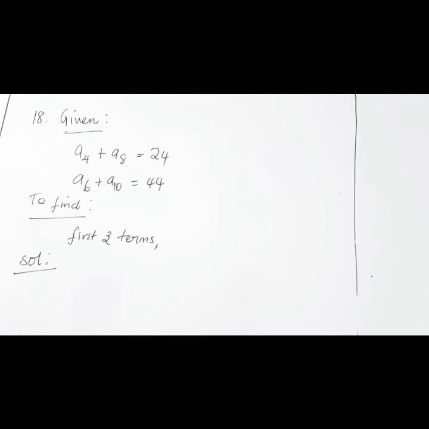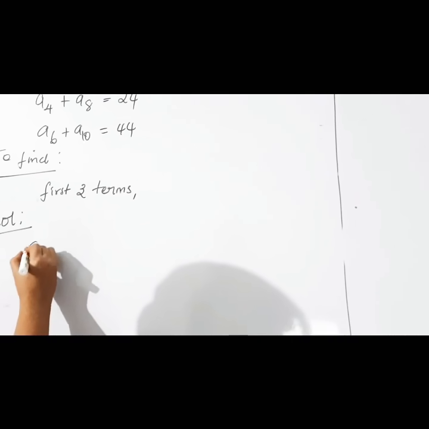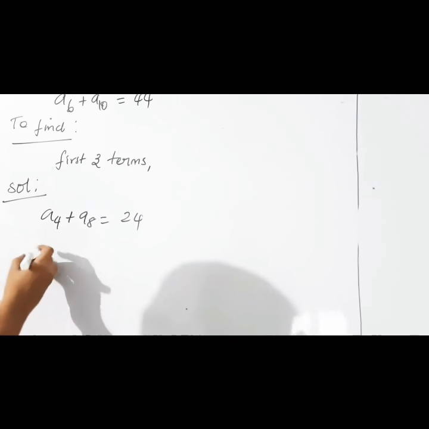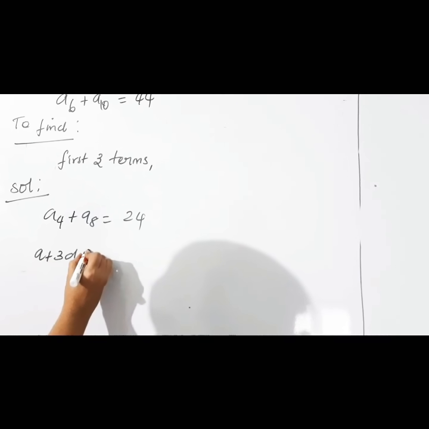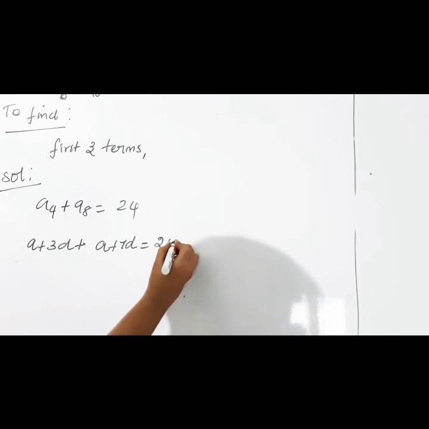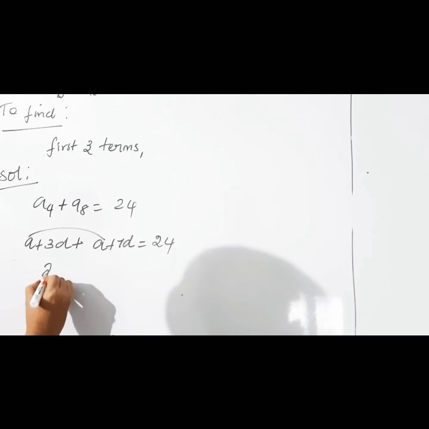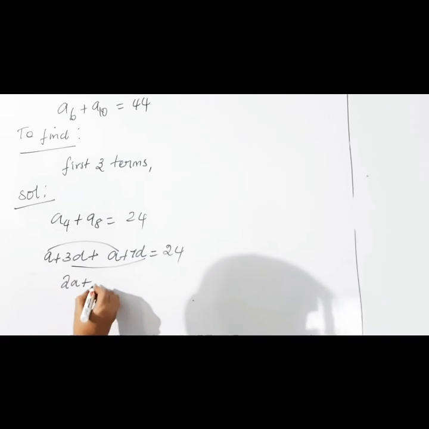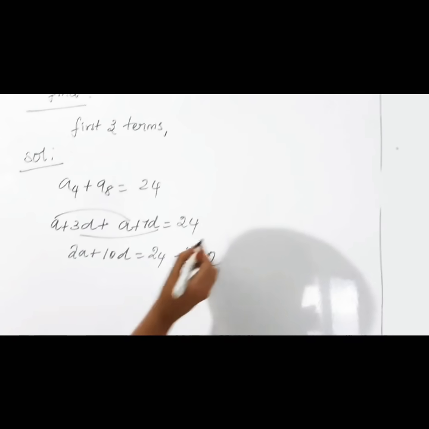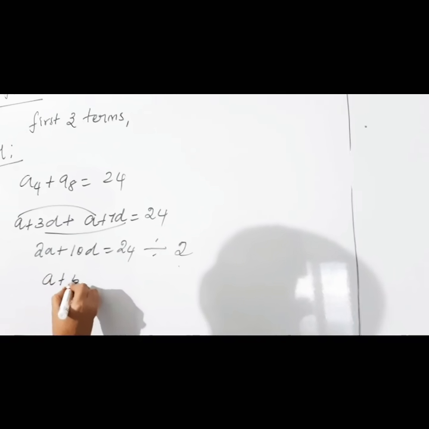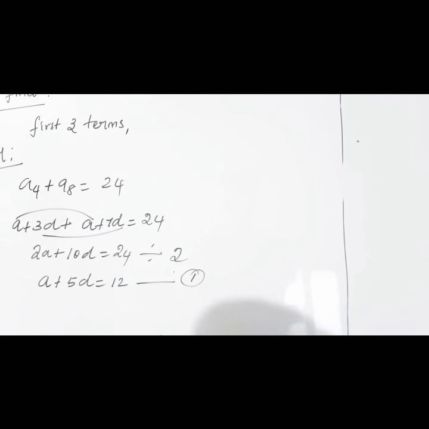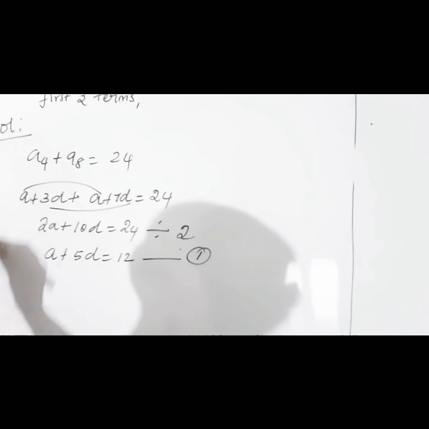Let's solve the sum. What is given? A4 plus A8 is equal to 24. We write A4 as A plus 3D and A8 as A plus 7D, equal to 24. Add these two: A plus A is 2A, 3D plus 7D is 10D, equal to 24. Simplify this equation by dividing by 2: A plus 5D is equal to 12. You got one linear equation in 2 variables. Go for the second condition.